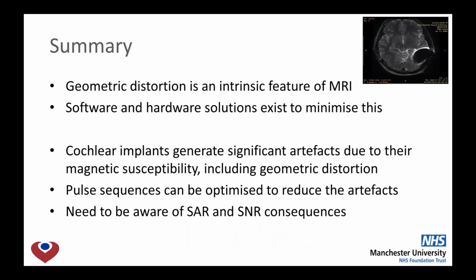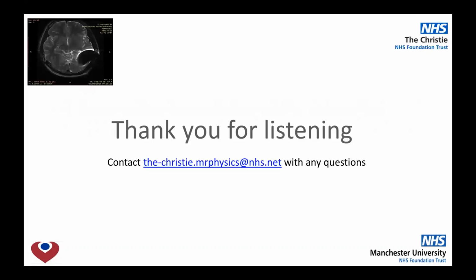So to summarize, geometric distortion is an intrinsic feature of MRI. Software and hardware solutions exist to minimize this as much as possible. Cochlear implants generate significant artifacts due to their magnetic susceptibility. However, pulse sequences can be optimized to reduce these artifacts. They can't be removed, but they can be reduced. However, when making pulse sequence optimization changes, you need to be aware of the impact on SNR and SAR of these changes. Thank you very much for listening.